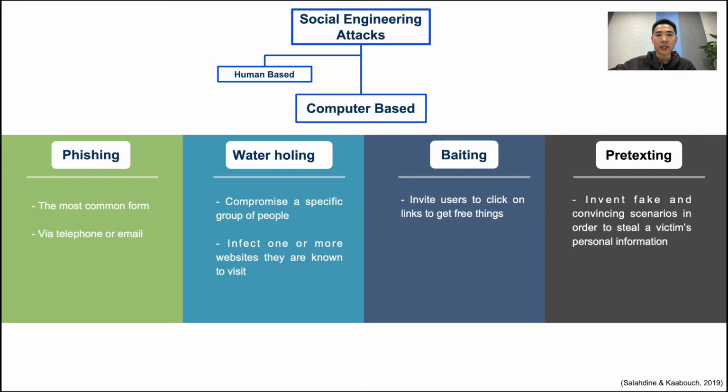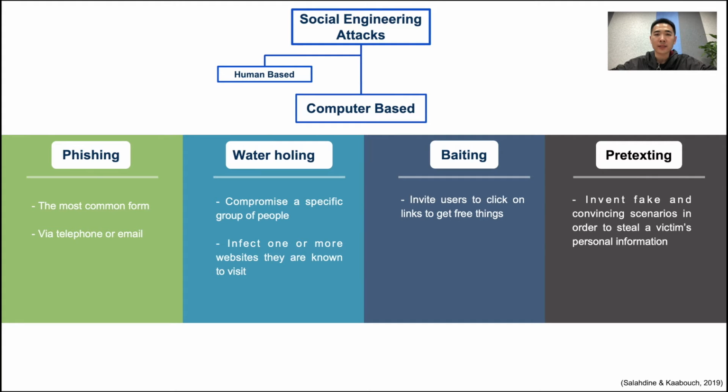Bait attacks invite users to click on links to get free things. For example, one victim finds a USB drive in the coffee shop and inserts it into their computer. The drive attacks the computer like a Trojan horse in the real world. This attack performs malicious operations in the background without being noticed by the victim.